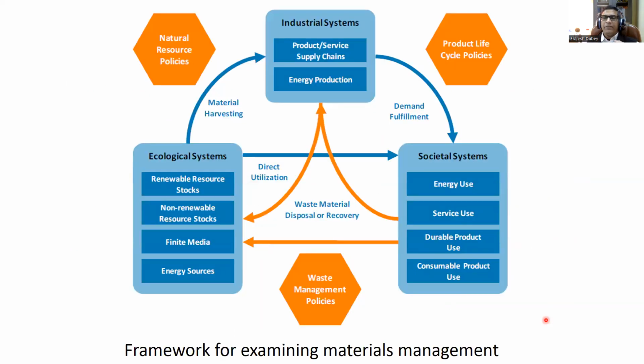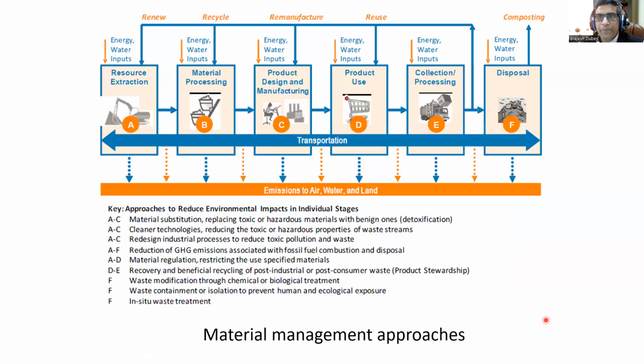So here again, material management: you have natural resource use, product is being made, product life cycle is there, then you have an ecological system, you have a societal system, material being harvested, demand being fulfilled, waste material to disposal, recovery, and then we try to bring this material back into the economy as much as possible. We don't want to have any waste being created in the first place. That would be awesome, isn't it? If no waste is created in the first place. But that will not be possible. You can go towards zero waste, but you would never have zero waste. It's theoretically possible, but practically you will always have some waste there.